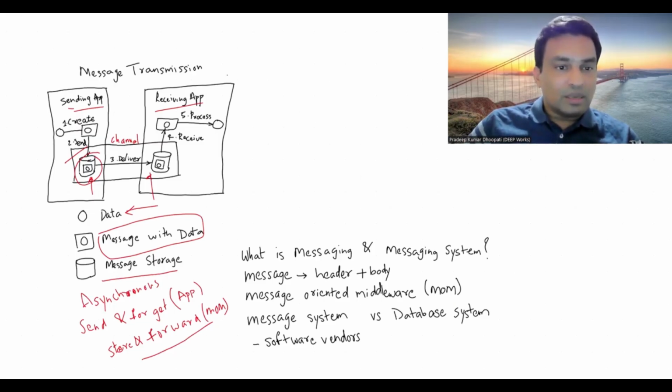And in step three, after it delivers, as soon as it is received at the receiving app, it stores it again. And then it will forward the message to the receiving app, and then from there it is processed further. I'll stop here and continue.